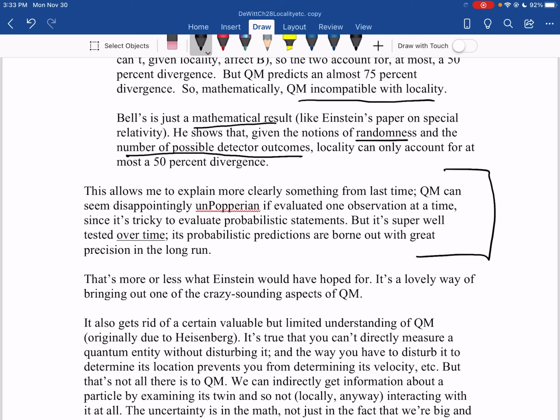All right, that's part 2 of my discussion of DeWitt's chapter 28 on non-locality and quantum theory. One more part, and you are done with philosophy of physics. Hang in there, folks.